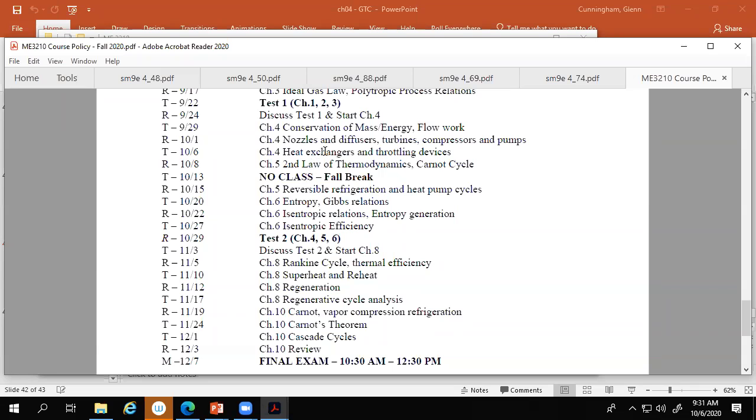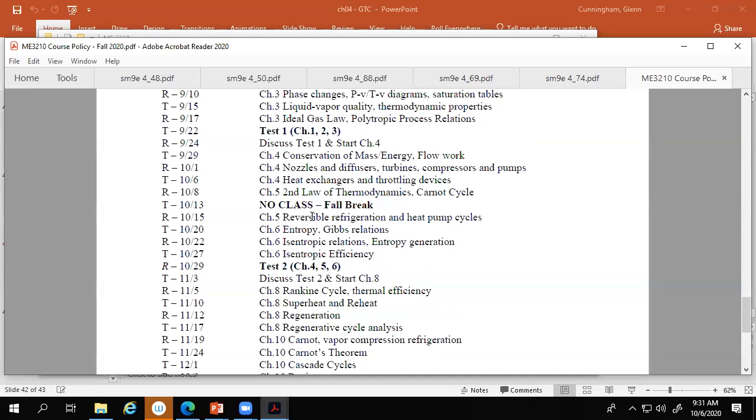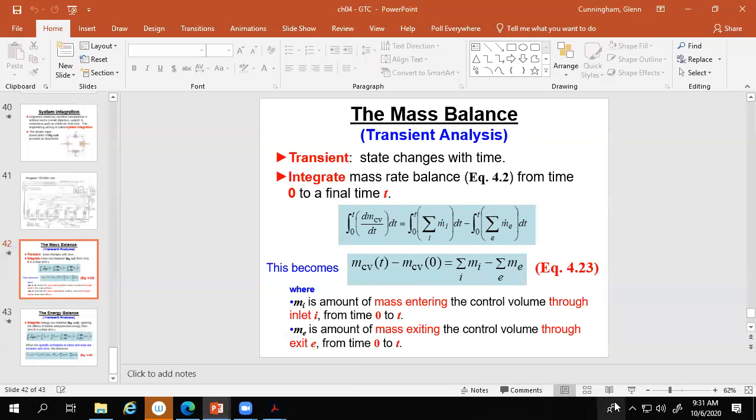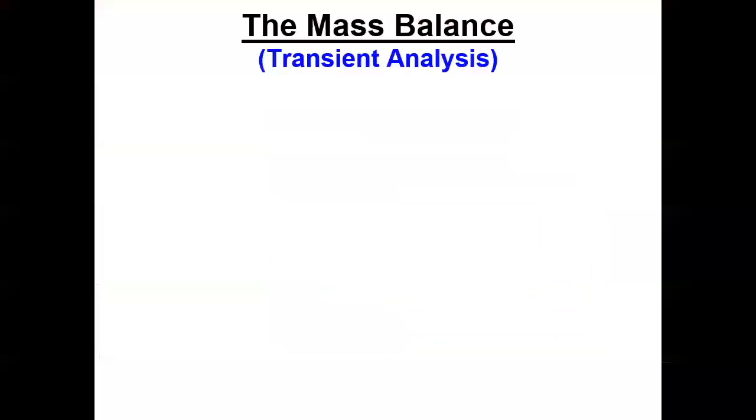So a lot of material. Chapters 4, 5, and 6, a lot of stuff. First law, open system, second law. So we got a lot to do. Okay, let's see. Let's finish these 2 slides that we have, and then just start working problems.